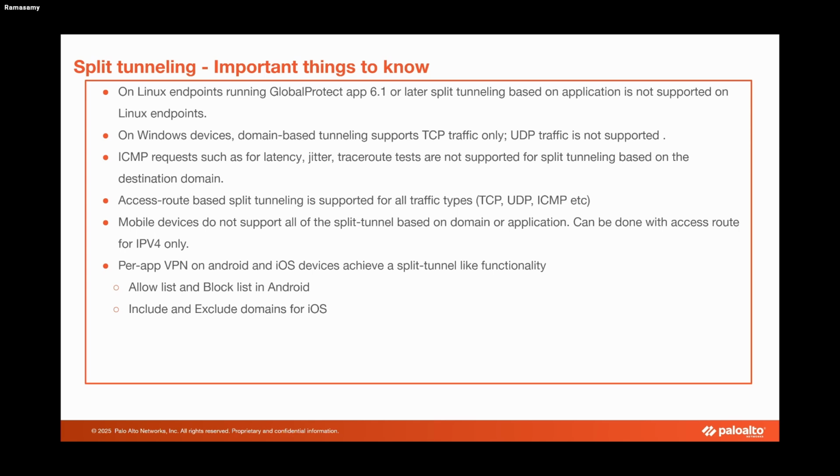But you can use the per-app VPN on Android and iOS devices to achieve split tunnel-like functionality. Allow list and block list for Android define what apps can take the tunnel path. Include and exclude domain names for iOS.